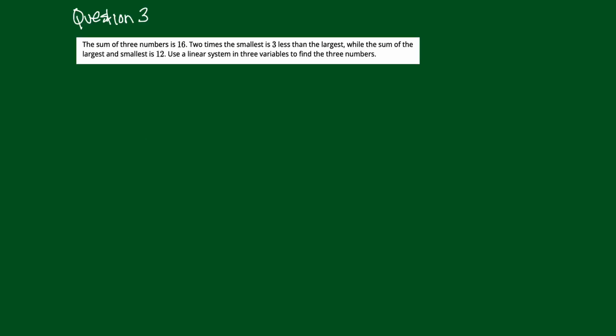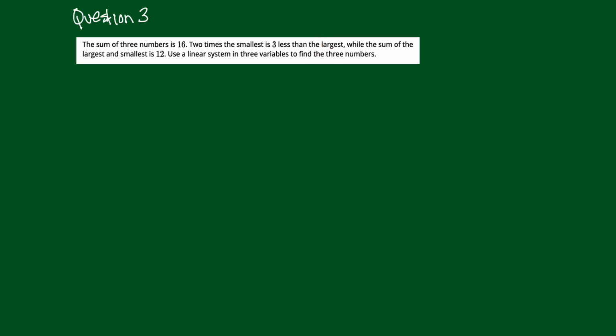Question 3 tells us right away the sum of 3 numbers is 16. So I'm going to have 3 numbers. How about one is x, one is y, and one is z? Now, I'm given some information. First of all, if I've got 3 variables, I better get 3 equations. So let's see if we can get one from here. Well, as I read this, I see 2 times the smaller is 3 less than the largest.